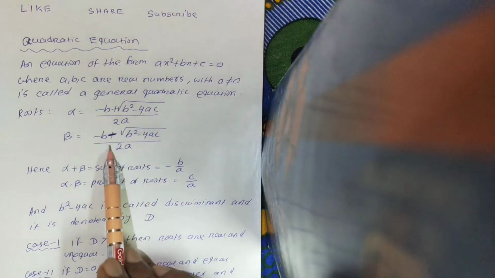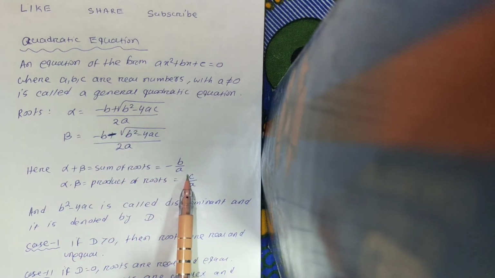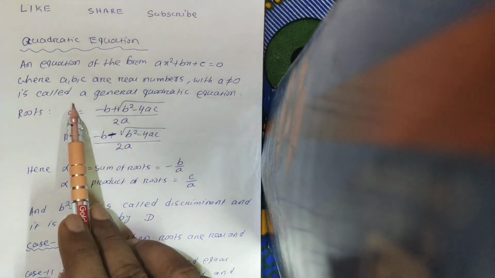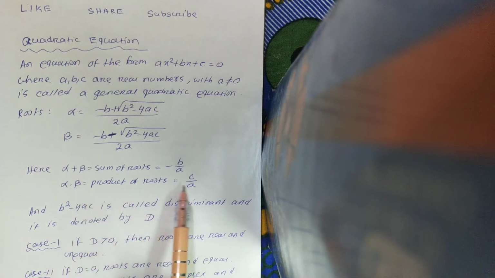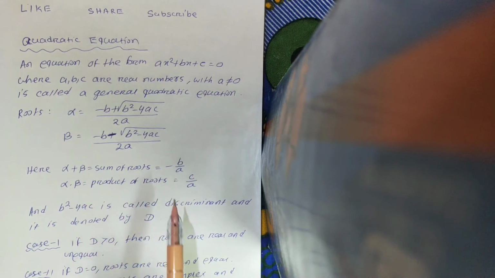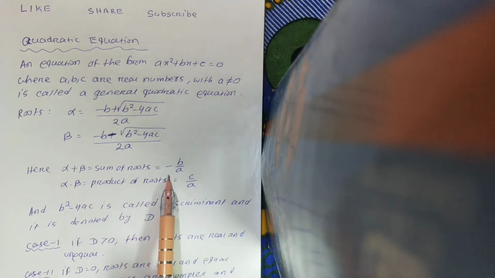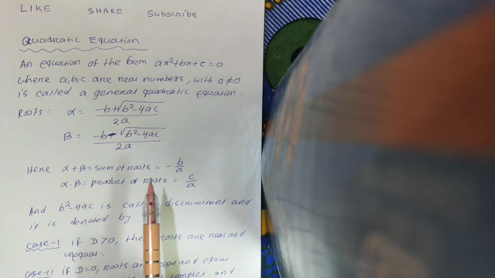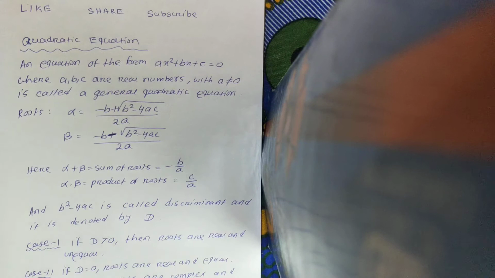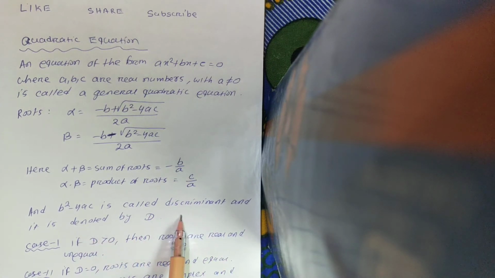two roots, will be -b/a, and the product of the two roots will be c/a. Students, you have to remember these two properties. Definitely they will help you solve some problems in future. And here b² - 4ac is called the discriminant, and it is denoted by D.